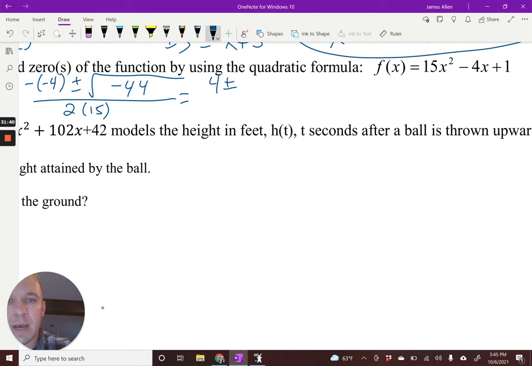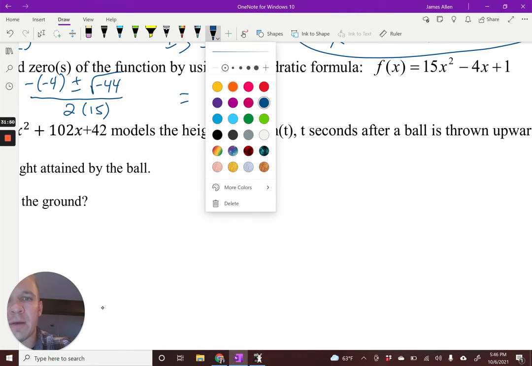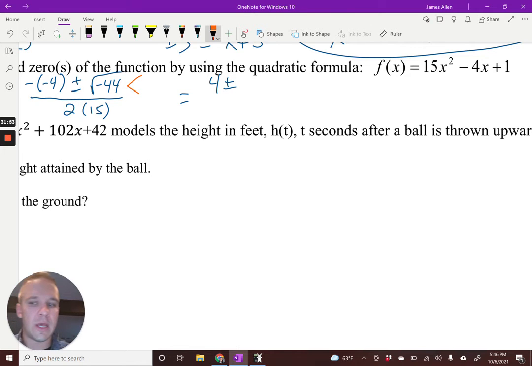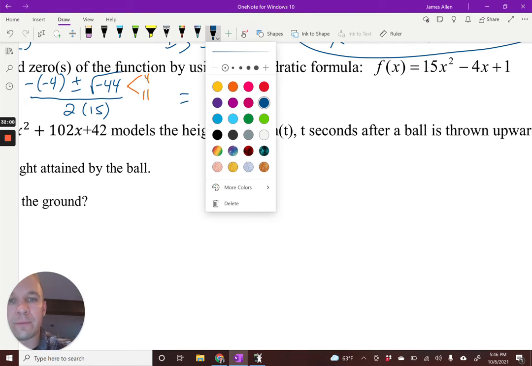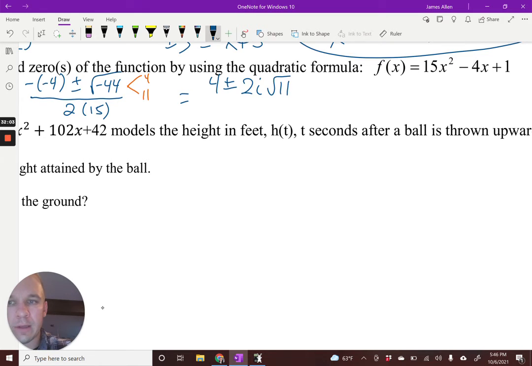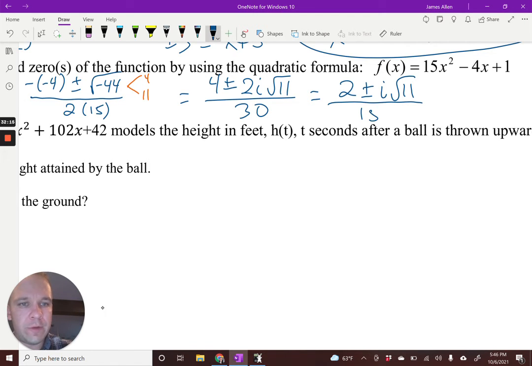I got 4 plus or minus. Now, I'm going to make this radical a little bit smaller and scooched over. If you remember how to break down your radicals, I'm going to ignore that negative for now. I know that's going to be an i, right? I would have 4 and 11, which would simplify down to 2 root 11. So 2i root 11 over 30. All right, so everything can be reduced here by 2. So I'd have 2 plus or minus i root 11 over 15.